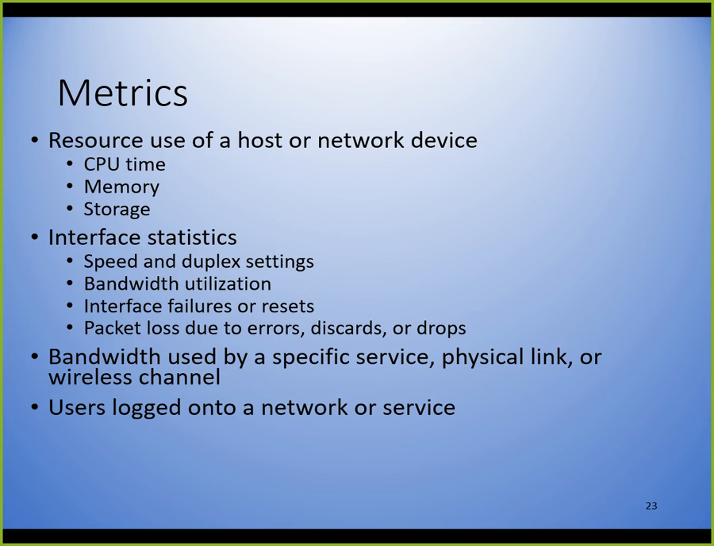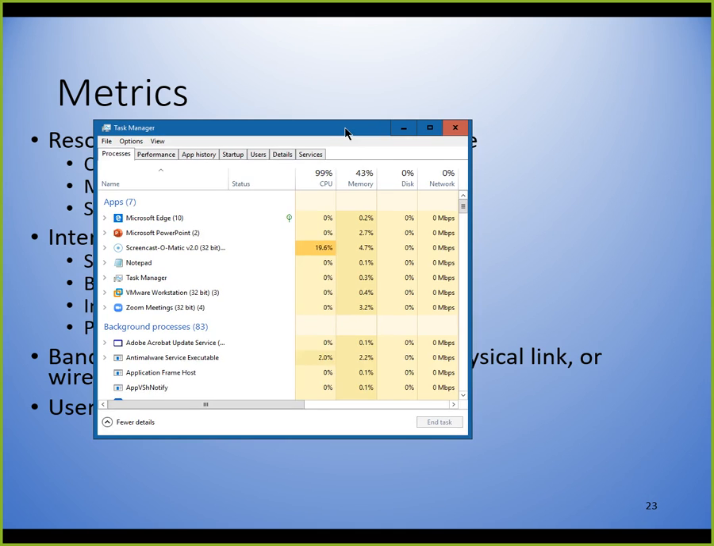Metrics themselves are resources, use of a host or a network. CPU time, and if I go to one of these, in a vacuum, they may not mean a whole lot. I'm going to go to Task Manager and drag it over here real quick. CPU was 100%, now it's going down. I just started something, and the something I just started was Task Manager. So my CPU is bouncing around.